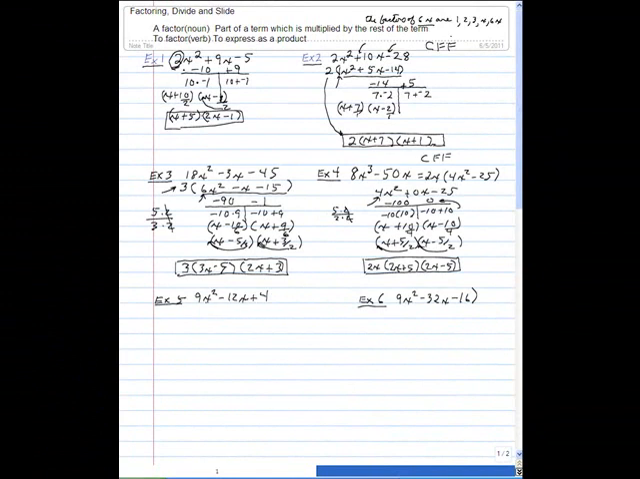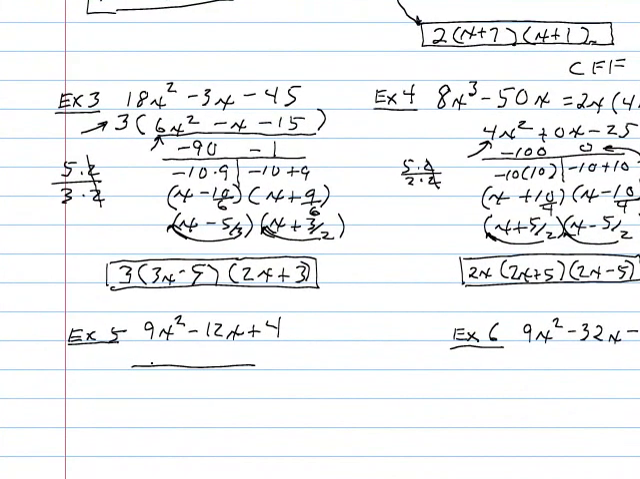Notice first I have no common factors. 3, 3, no 3. 4, 4, no 4. No common factors. So I make my t. Product of the first coefficient and last coefficient, 36. Center coefficient, negative 12. So I want to multiply to get 36, add to get negative 12. What numbers could do that?